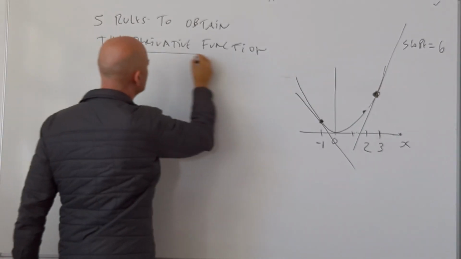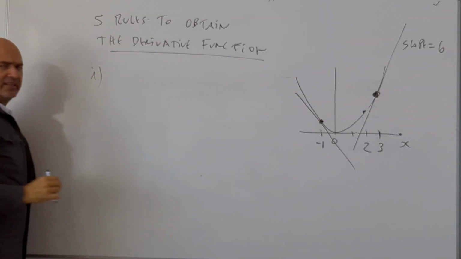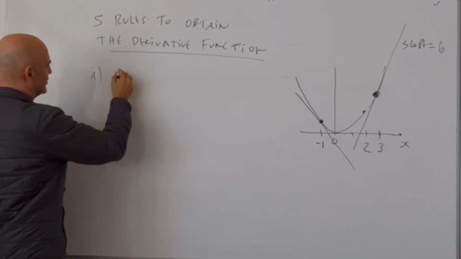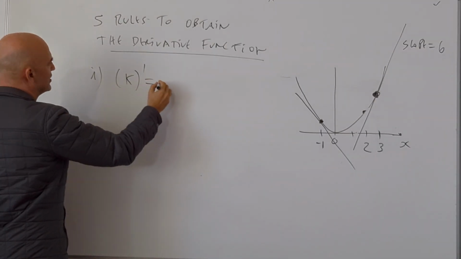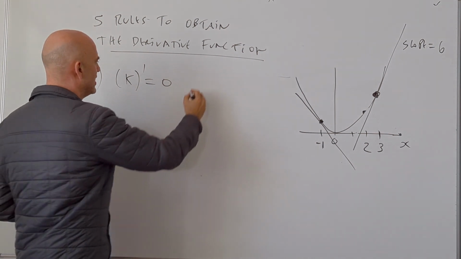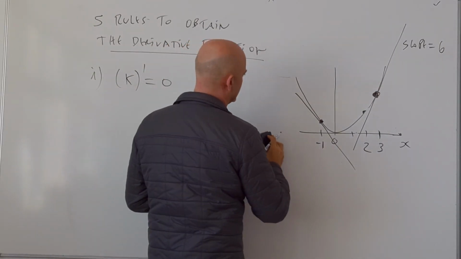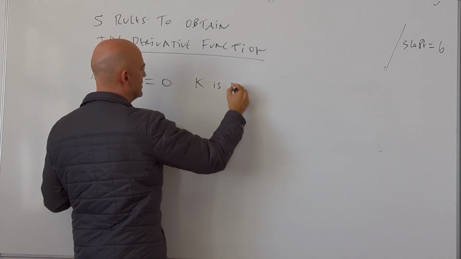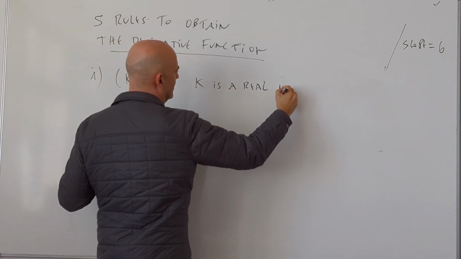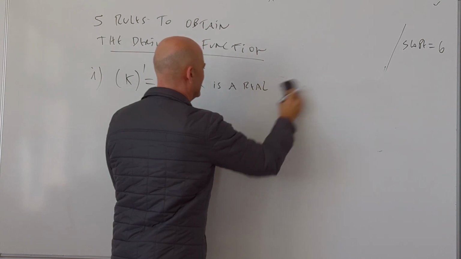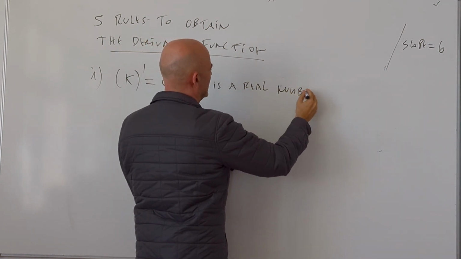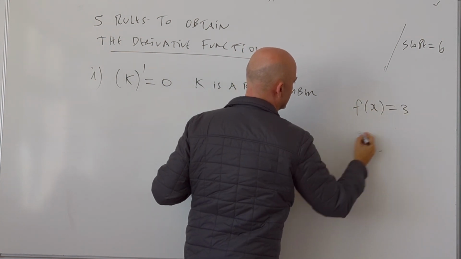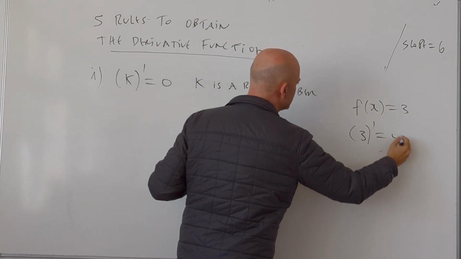So the first rule is for the derivative of a real number. I will call it k. So the derivative of a real number is always 0. So here k is a real number. For example, if I have the function f equal to 3, the derivative of 3 is 0.